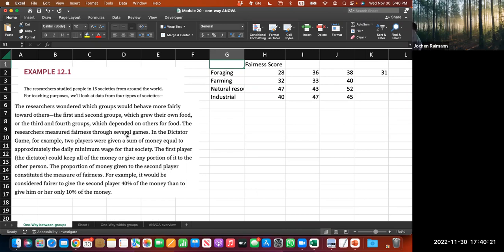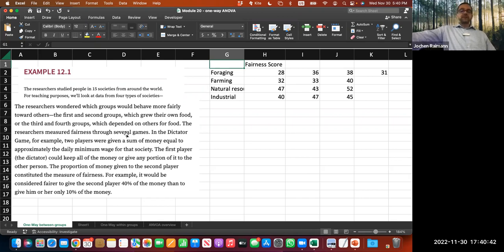Okay, so this is an actual experiment. It's a subset of this actual experiment. I hope they did it in a larger sample size than that. But basically, they went to different populations, and they had in this experiment these different societies.